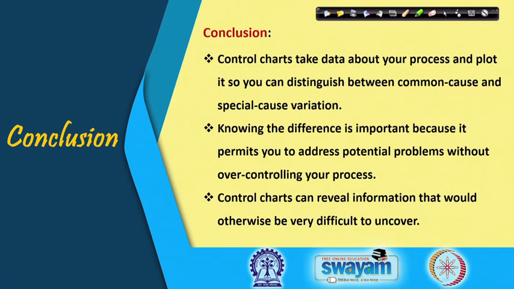control charts. Control charts take data about the process and plot it so you can distinguish between common cause and special cause, and knowing the difference is important because it permits you to address potential problems without over-controlling your process. It's a very important point. I don't want to control my process too much. If you control a child too much, what will happen? The child will become too rebellious and will not obey your advice or instruction. So I don't want to disturb my process again and again.